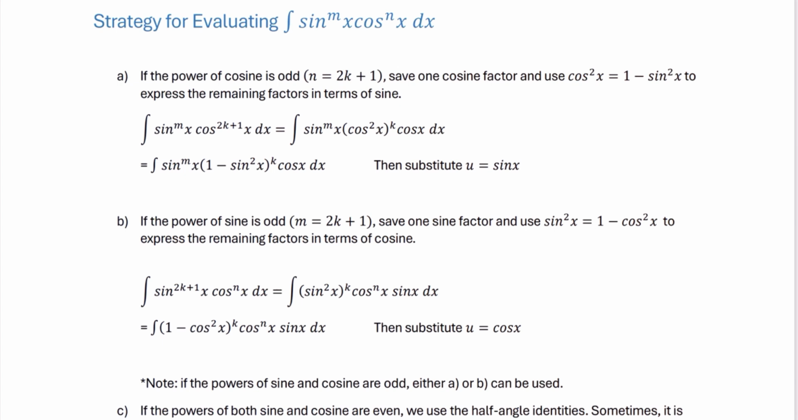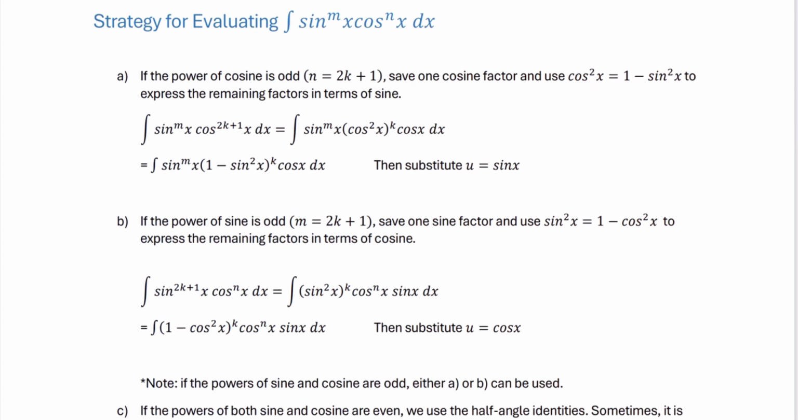In this video, we'll look at strategies for evaluating integrals of the form sine to the mx times cosine to the nx dx. Part A. If the power of cosine is odd, we will save one cosine factor and use the Pythagorean identity cosine squared x equals 1 minus sine squared x to express the remaining factors in terms of sine. We can then use a u substitution where u is sine x.